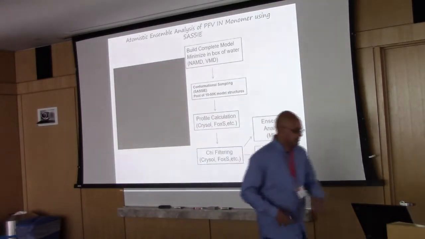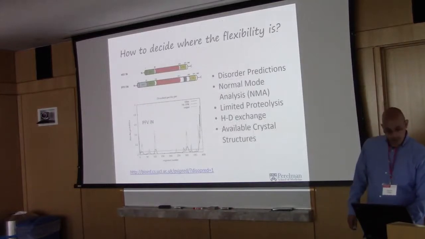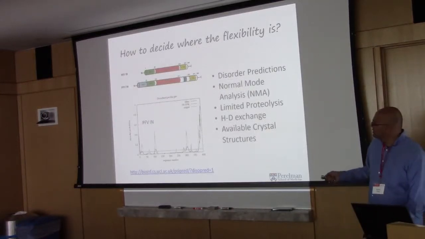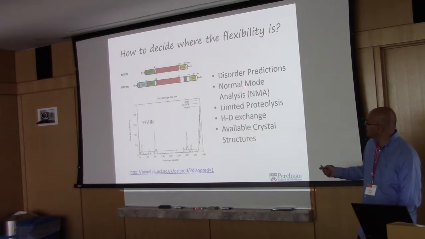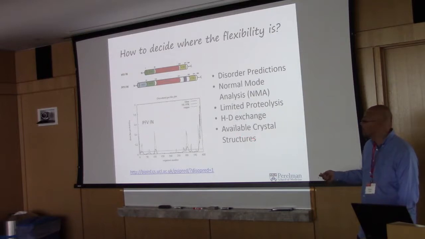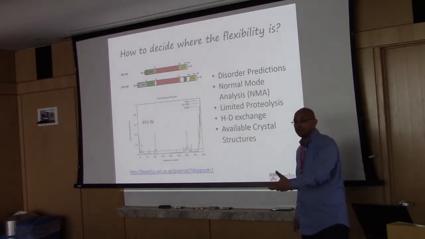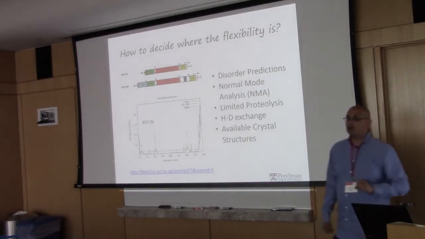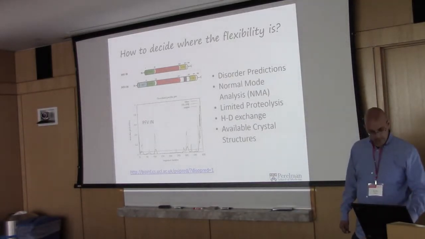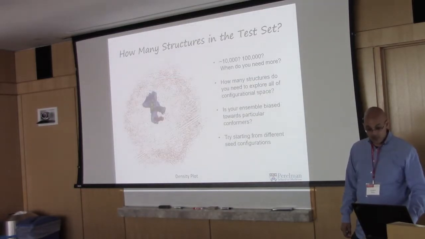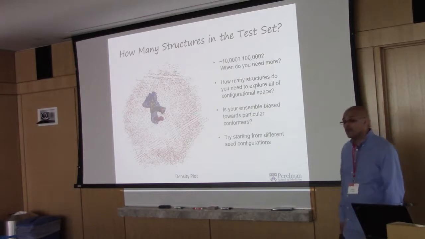I'll show you that in a second. Okay. I just mentioned here, we decided flexibility based on other available information. In this case, it was disorder predictions. There are other sources of information you can use to inform your interpretation here. I'll point out if you have HD exchange data, limited proteolysis, or other information, this is a great time to bring in that auxiliary knowledge. It basically will inform you how much you sample in the calculations. All right. How many structures? This is going to vary from project to project.